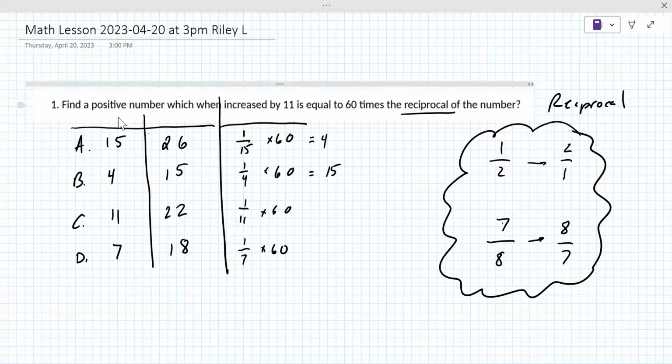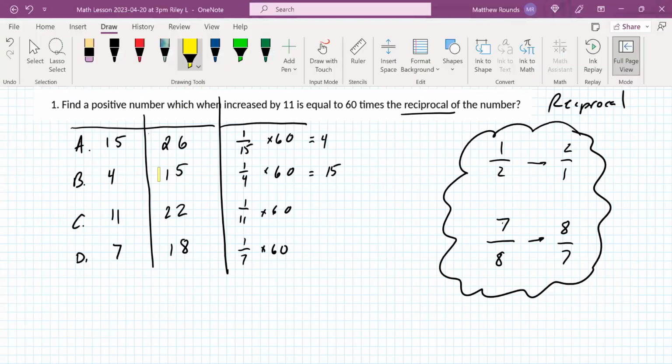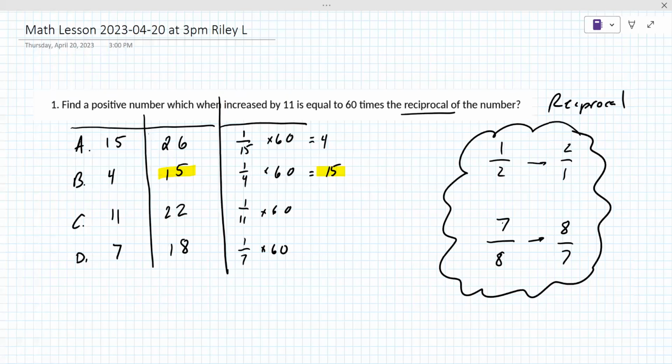So which of these, well, actually none of the, I'm sorry, a positive number when increased by 11, that's this number. See how this 15 equals this 15? That's what they're looking for here. Again, I just grabbed this. Maybe this is not the right type of question for us to be working on, but something to think about.